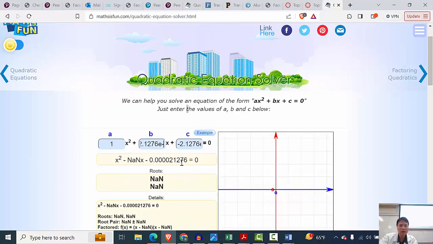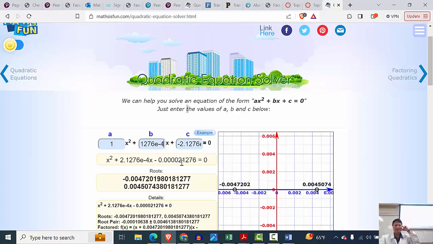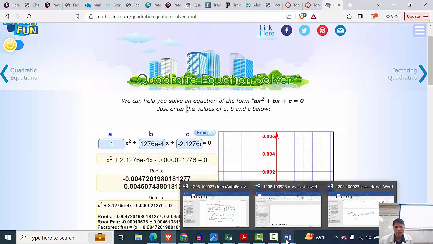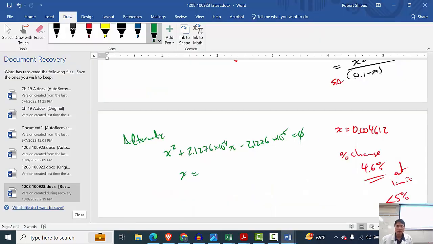Let me fix this one. This should be minus 4. Okay. And so we get 0.004507. Let me try that. So with the simplifying assumption, we get 4612. Without the simplifying assumption, we have 4507. So 4507 is more accurate.